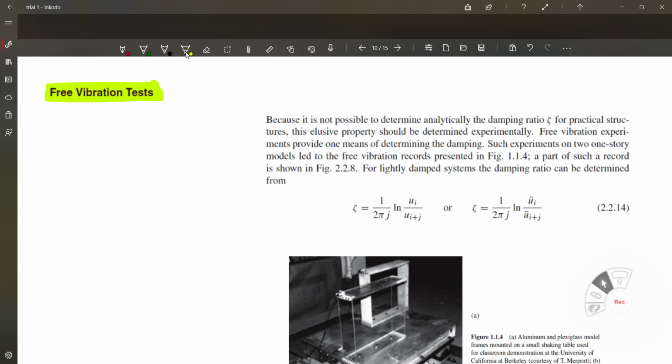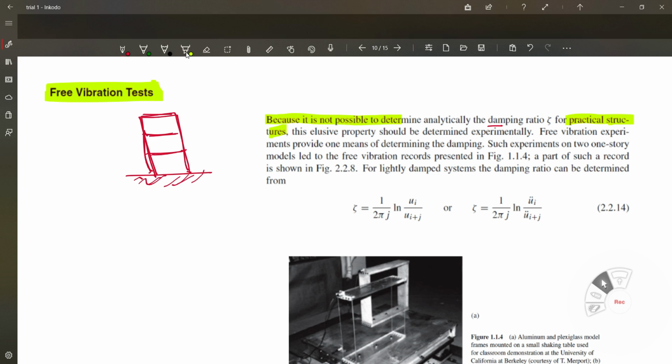What are the free vibration tests in general? I'd like to read this part from the textbook. It is going to give us information about this. Because it is not possible to determine analytically the damping ratio for practical structures, like a real 3-story building, for example, how are we going to get its damping ratio? It is something difficult for us to measure because it's a real one.